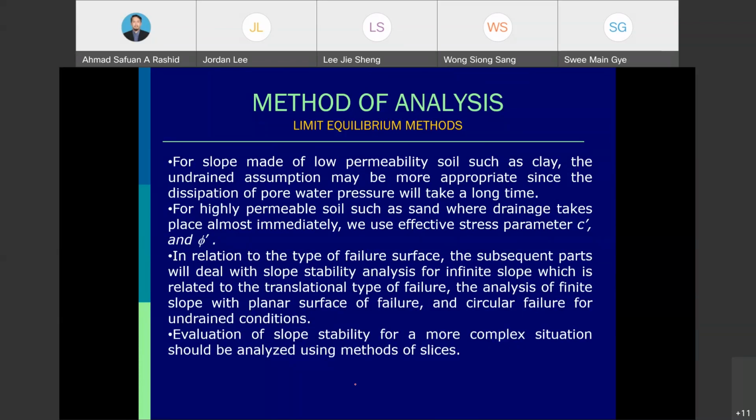For the short term, I guess it is right after the completion of the construction. While for the long term, I'm not quite sure in terms of time.